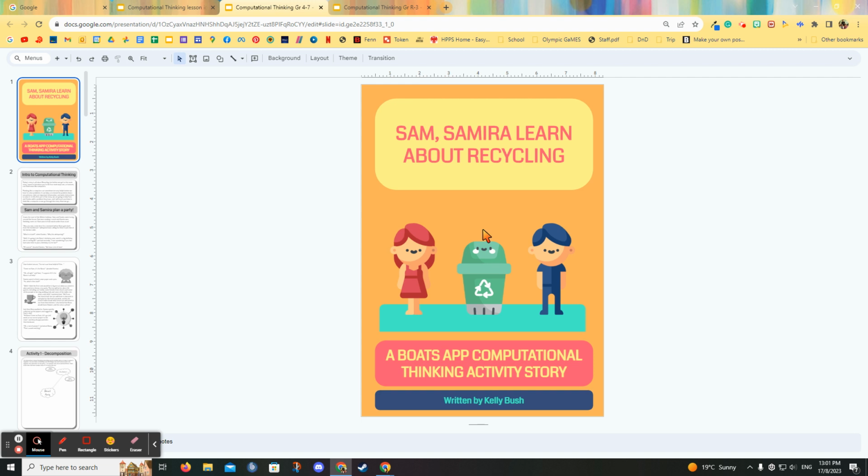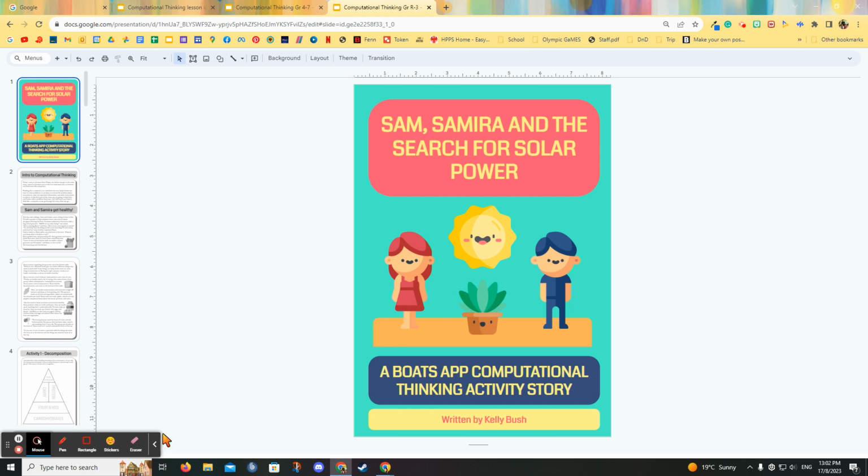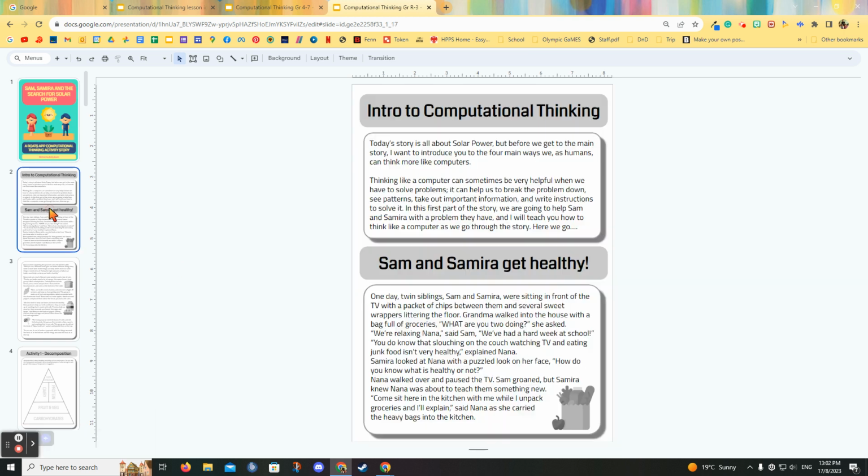So this one is about recycling for the older grades, and the younger grades one is the search for solar power. Each one has a little introduction to computational thinking, like a little pre-story that goes through each of the four parts of computational thinking. The first one, in the search for solar power, is Sam and Samira get healthy. They're introduced to the siblings, Sam and Samira, and their family, and they're talking about healthy eating.